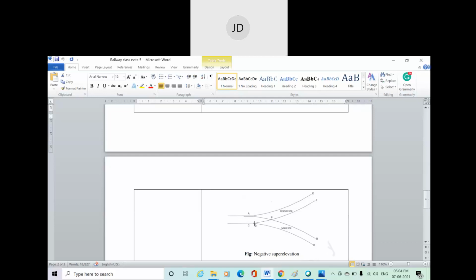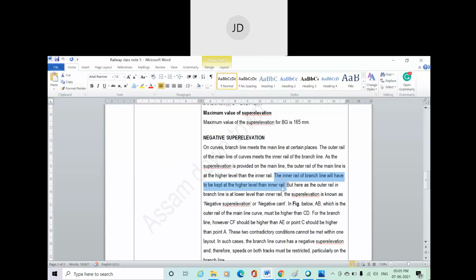That's why it's called opposite superelevation, or in other words, negative superelevation. Got the idea of negative superelevation? The inner rail of the branch line will have to be kept at a higher level than the outer rail. Here, as the outer rail in the branch line is at a lower level than the inner rail, the superelevation is known as negative superelevation.